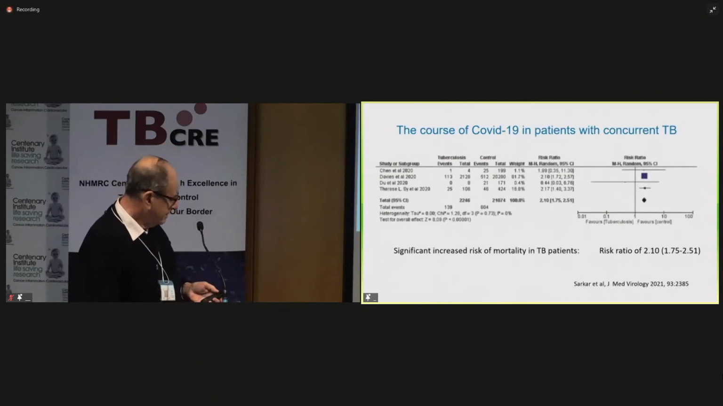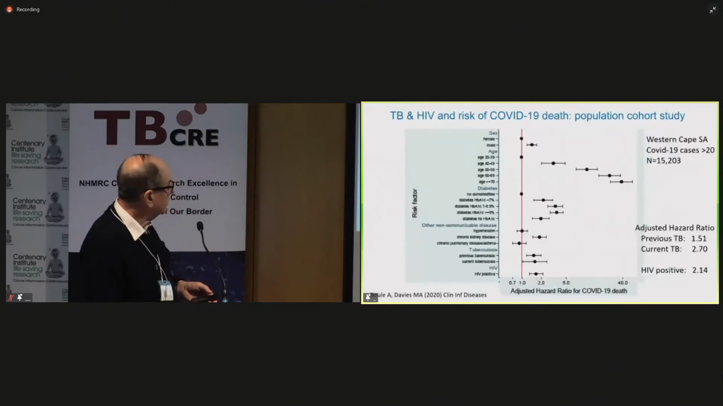This is some data which is now starting to emerge. This was a meta-analysis, but really of 4 studies, and it was basically 2 of these studies that contributed most of the information, which showed that there was a significant increase in mortality in TB patients with a risk ratio of 2. And this was evident in different countries from around the world.